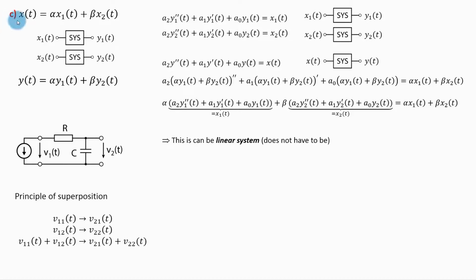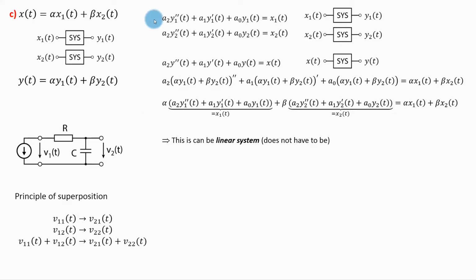Here I will take a look at what happens when I feed my system this combination of input signals. This is a so-called linear combination, which means that I multiply my signals with constants and add them together. Now, if my system gives me output y1 for input x1 and my system gives me output y2 for input x2, then for this linear combination of x1 and x2, my system will give me the same linear combination of y1 and y2. How can I check if this is true?